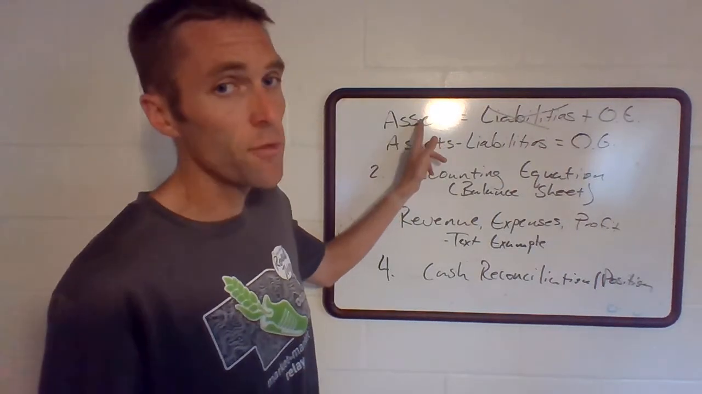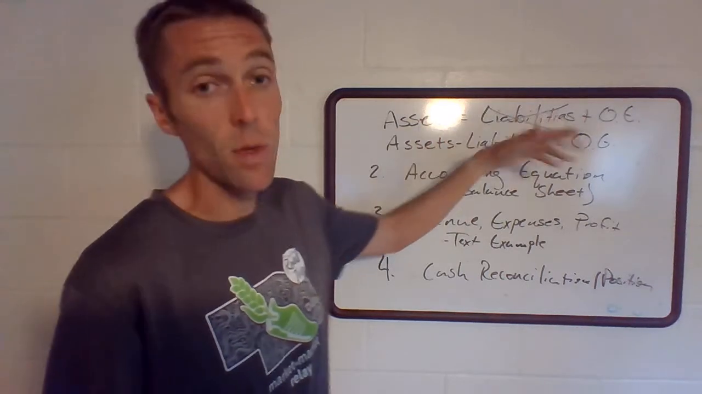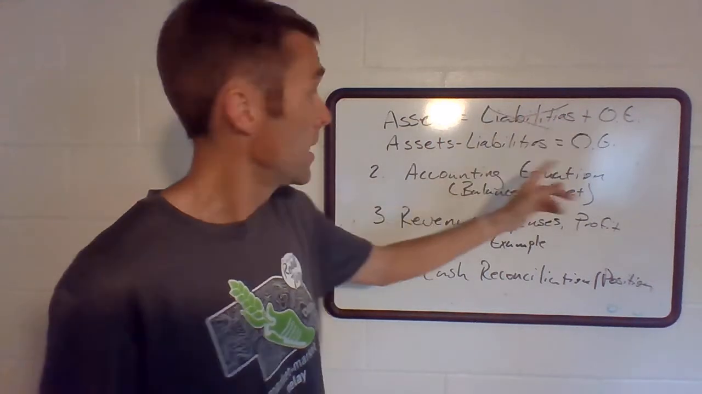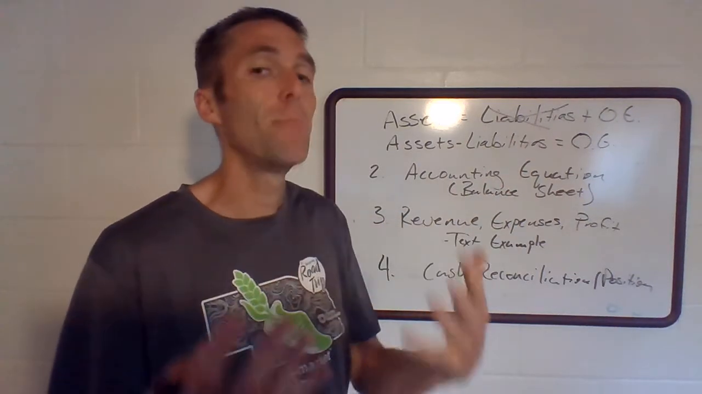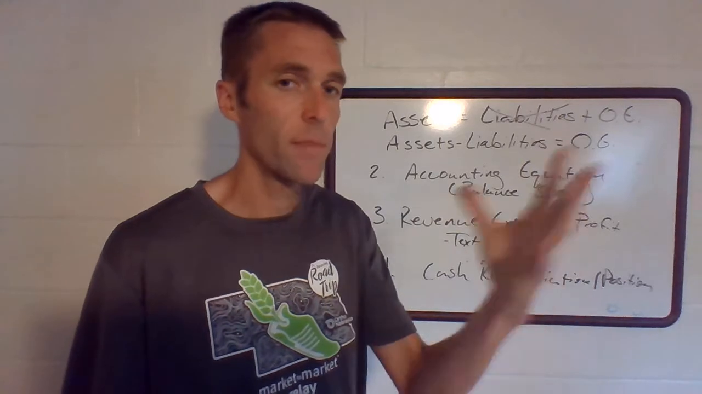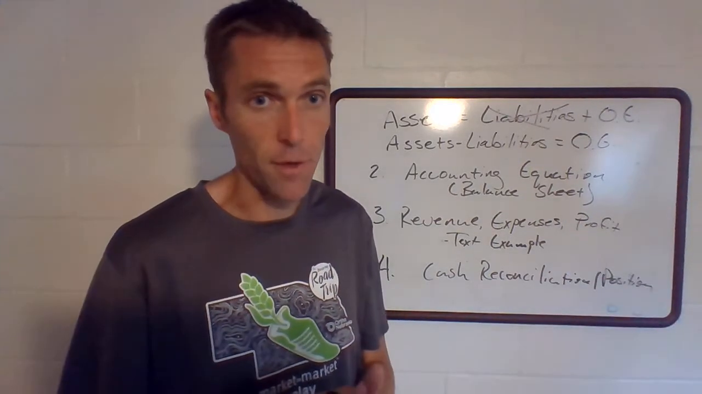So in truth, if someone says, what is the accounting equation? It's assets equal liabilities plus owner's equity. If we subtract liabilities from both sides, I think it makes a little bit more sense. I have my assets, I pay off my debts, this is what's left over.